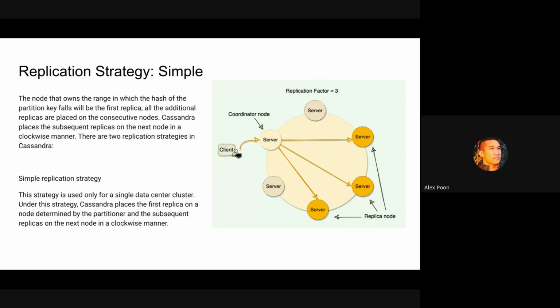There are two replication strategies in Cassandra. The first one you see in the slide here is called the simple replication strategy. This strategy is used only for a single data center cluster. Under this strategy, Cassandra places the first replica on a node determined by the partitioner and the subsequent replicas on the next node in a clockwise manner.